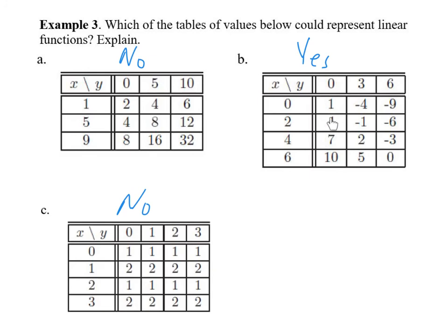Whereas over here in part B, looks like we're going down by 5 each time in the y's, and we're going up by 3 each time for the x's. So I think we're good there. That'd be a yes. But here, we're good for the y's. We just have going up by 0 each time, but for the x's, I don't think we have that constant, right? We're going up by 1, but then we're going down by 1, and then we're going up by 1. So not linear there.